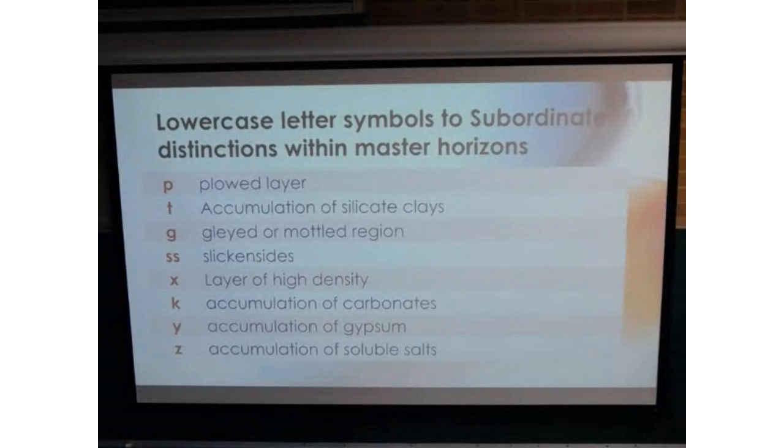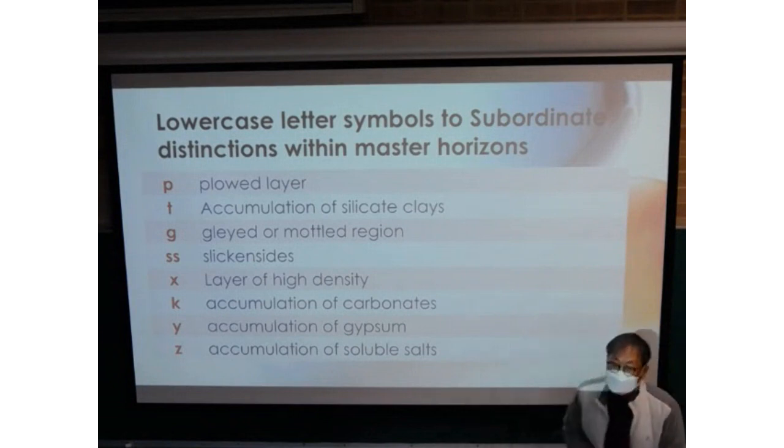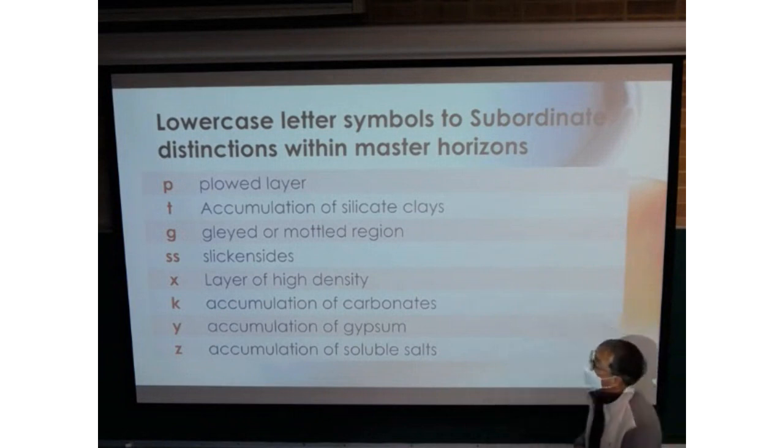If we see the plowed layer, we're going to add the lowercase p after the master horizon. Master horizons: O, A, E, B, C. So if you see the plowed layer in the A horizon, we call that horizon Ap. Okay, watch out for uppercase and lowercase. You must put the lowercase if you're going to add that p letter, for example.